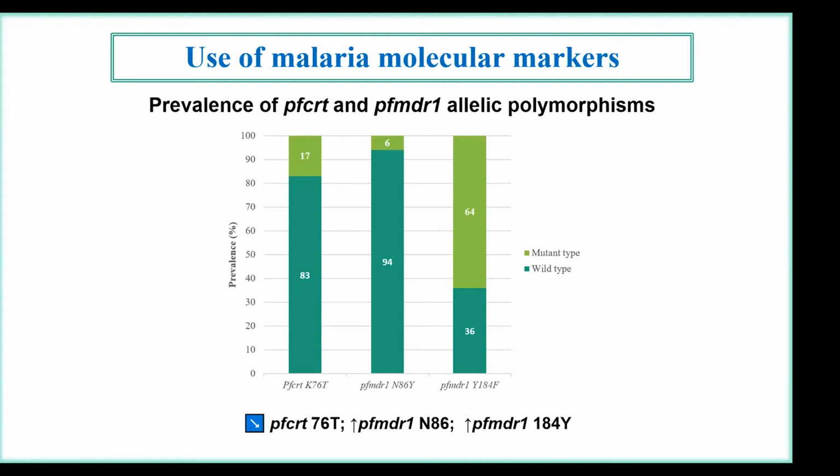Concerning the MDR1, we have an increase of the rate of the wild type allele in position 86, with an increase of the mutant type in position 184. Next slide.